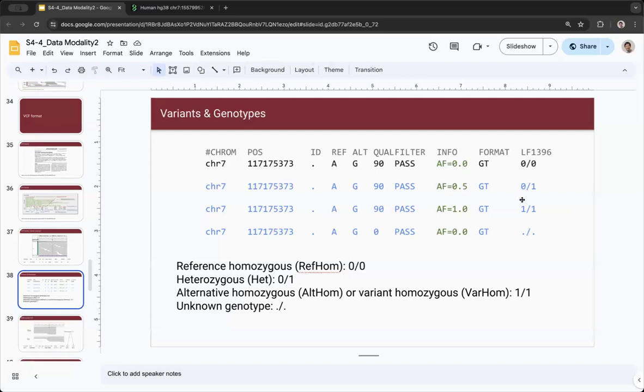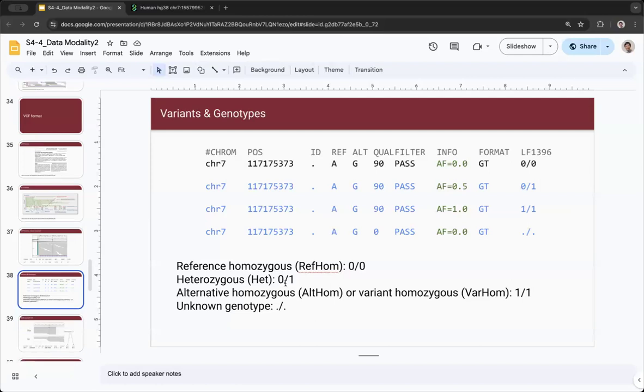And if you look at the heterozygous genotype, this is 0/1, which means you have only one variant allele. It doesn't mean that either the first or the second allele has that information, but conventionally we put the variant allele at the end.